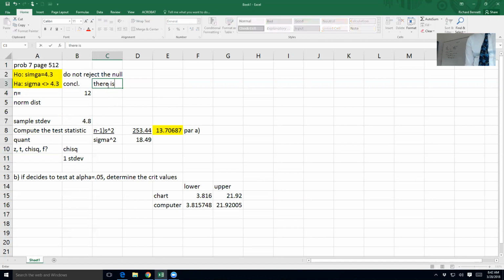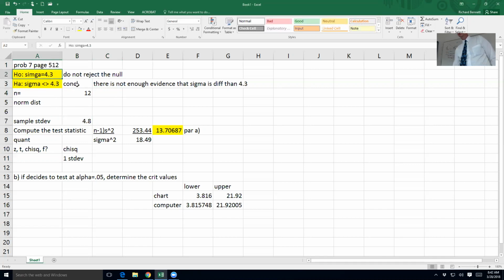It's better to say there is not enough evidence that sigma is different than 4.3. Well, we got a different value, 4.8, but we're saying that's not significantly different than 4.3. It's too close. Does that make sense? Some of you are going to make too strong of conclusions. Don't be too strong. It's not significantly different than 4.3. Very good question. Oh, that took up almost all the time.